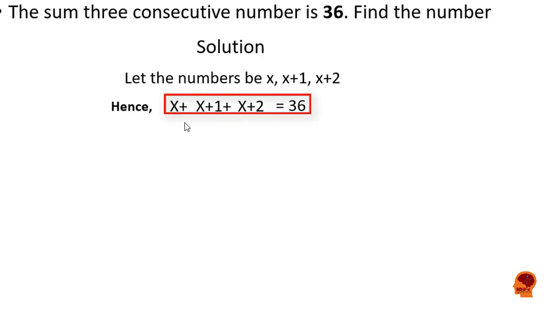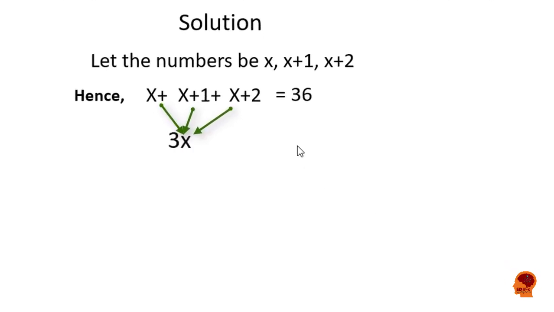Okay, so now what are we going to do here? We're going to collect like terms by adding the letters together or separating the letters from the numbers. Okay, so what are we going to do? We're going to have 3 x's. Do you see it here now? So these x's are added together, and then we have 3x, plus what? 1 plus 2 gives you what? Plus 3 equals 36.